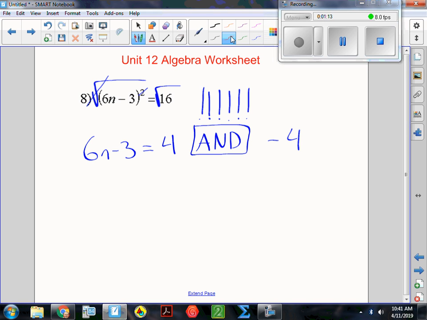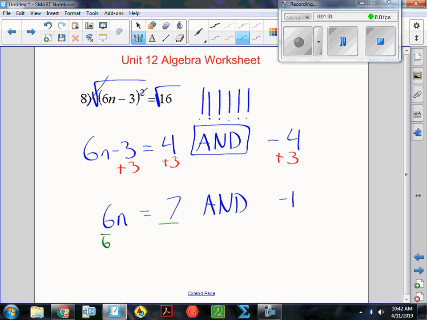So then when you go to solve this equation, you're adding 3. You have to add 3 to both solutions because you're trying to work with both solutions. So you have 6n is equal to 7, and 6n is also equal to negative 1, because negative 4 plus 3 is negative 1. Then my last step is to divide by 6. And so n is equal to 7/6, which your worksheet gives you as a decimal, and it's equal to negative 1/6.